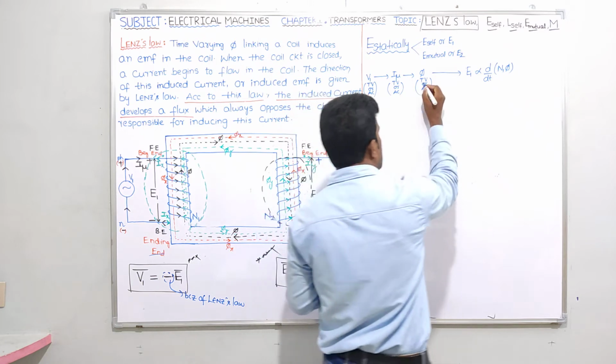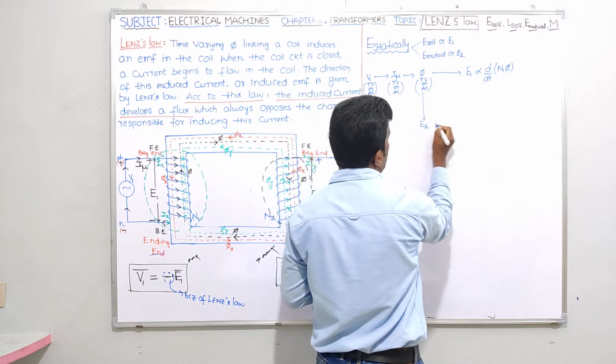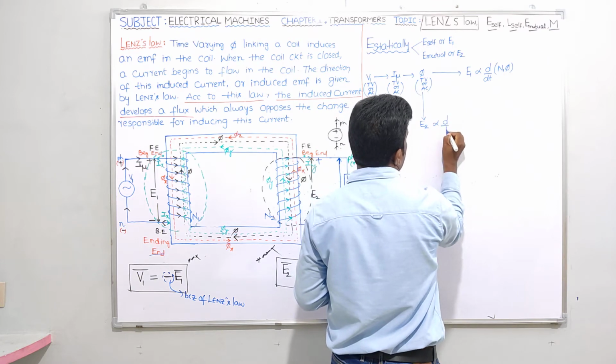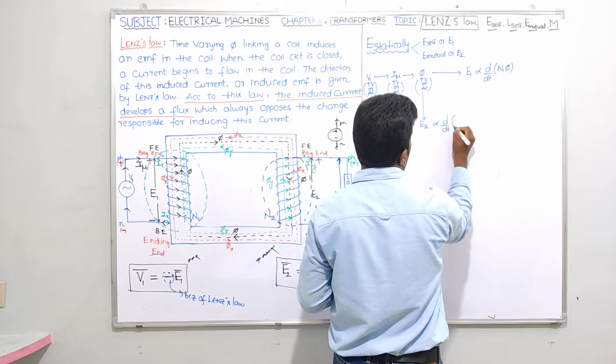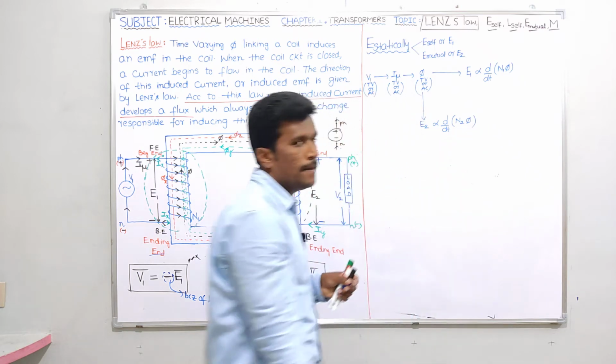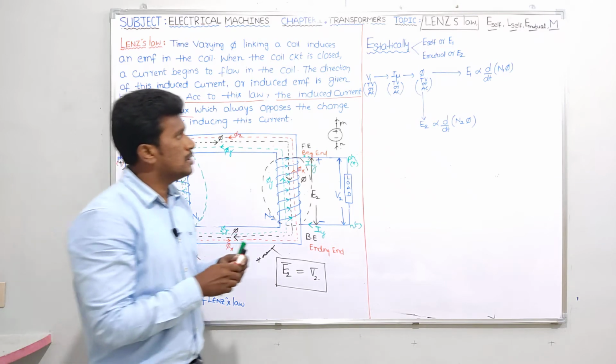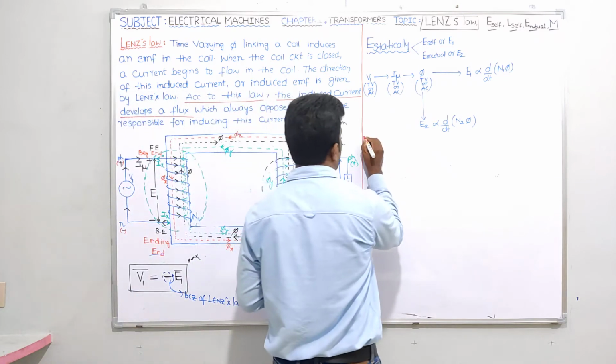And once again, because of this phi only, we will get EMF in the secondary winding also, no? E2 is proportional to the rate of change of flux linkage in the secondary winding, nothing but N2 into phi. So guys, please try to understand clearly here. Let me discuss self-induced EMF first.